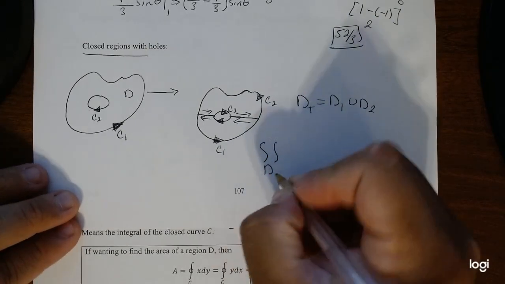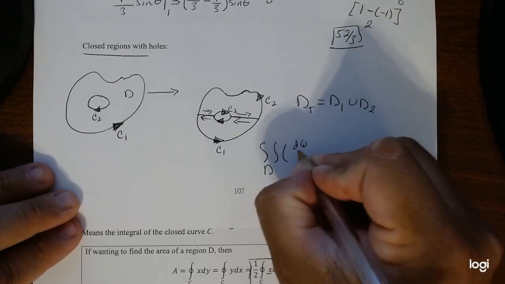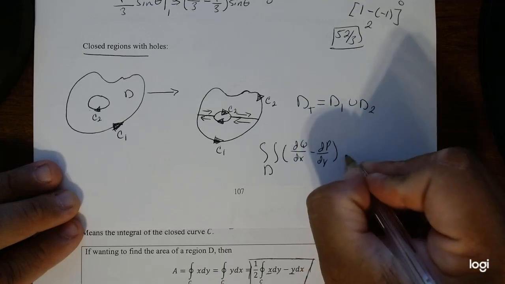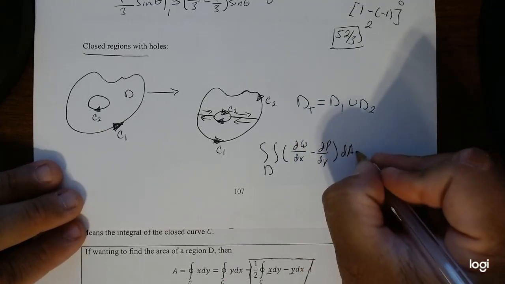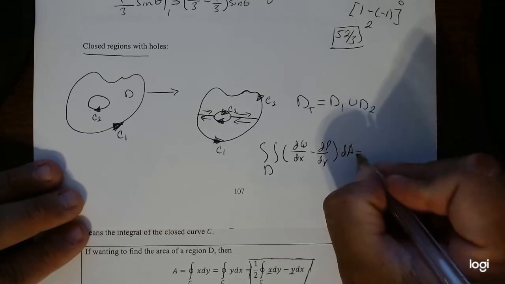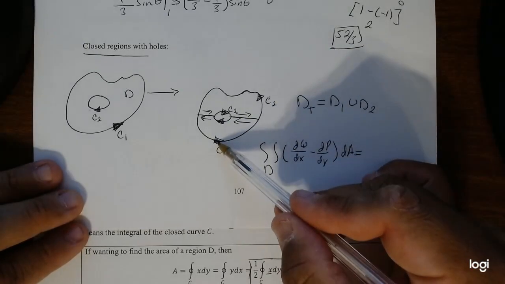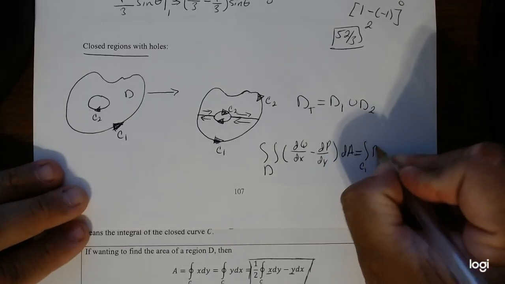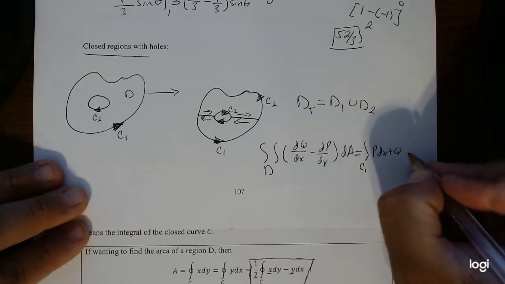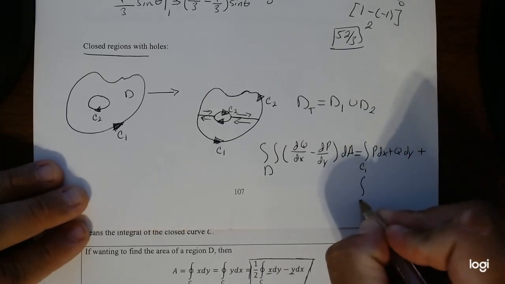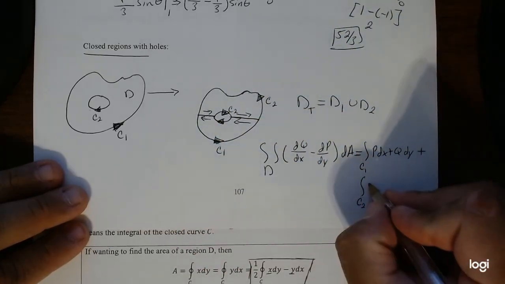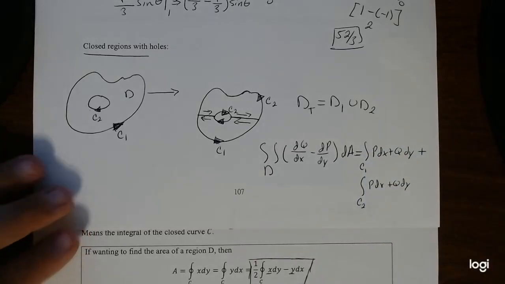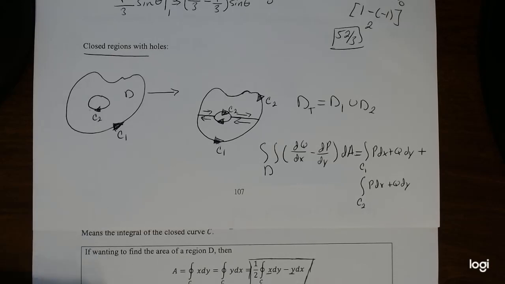Which means this integral is equal to the sum of its parts. So it's equal to the first one going from down here in that direction. So the line integral over C1 of P dx plus Q dy plus the line integral of this second curve going all the way around. Which is nice, right? We'll just sum them up.